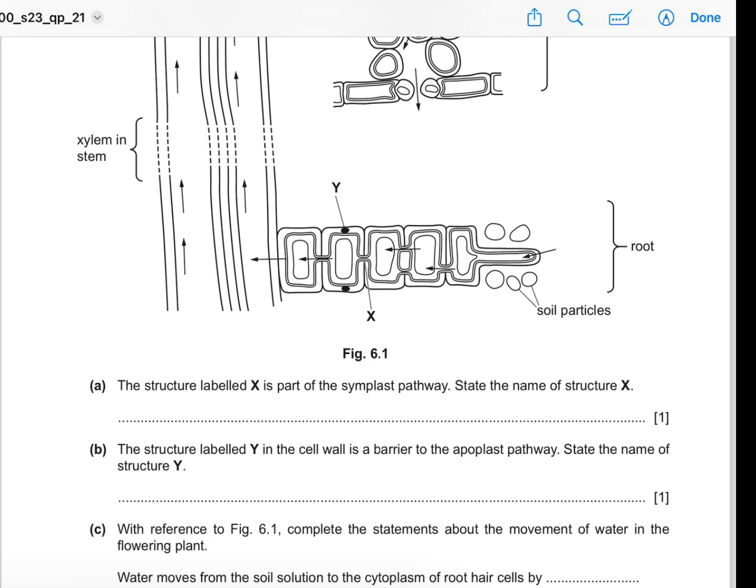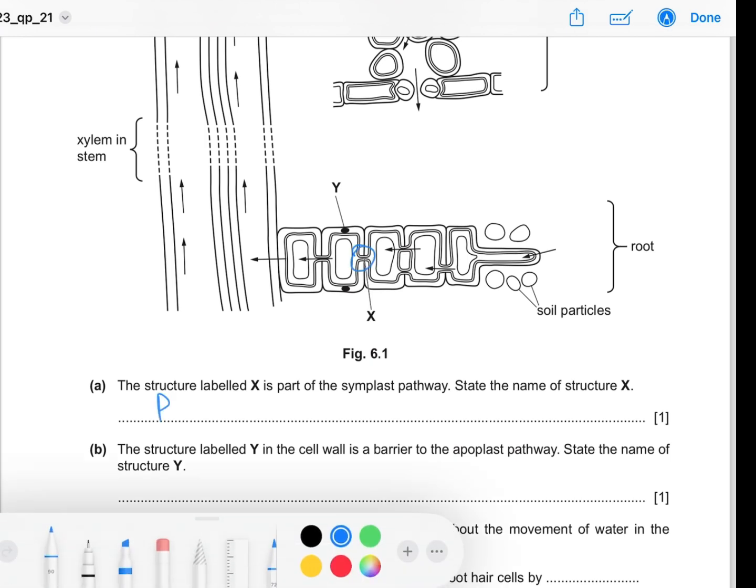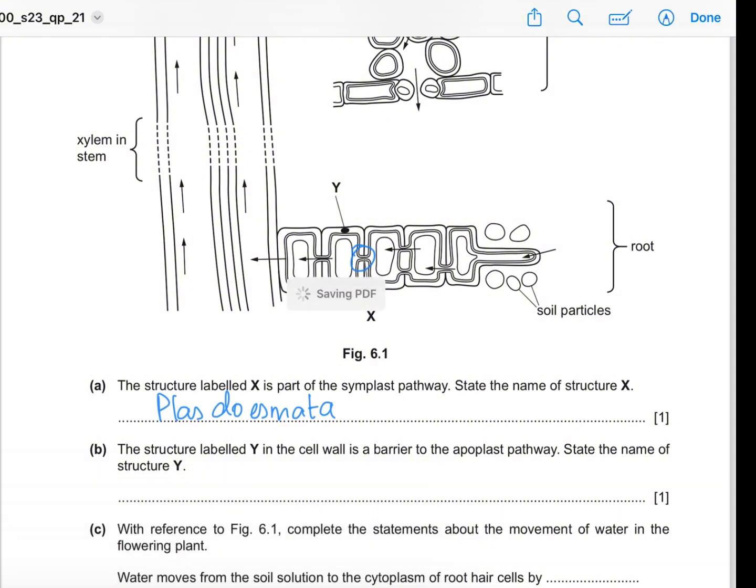So structure X over here is the plasmodesmata, which is the gap between cell walls, which allows movement of substances between two plant cells without them having to pass through the cell walls and cell surface membrane. This allows for a faster pathway known as the symplast pathway, as opposed to the apoplast pathway, which is movement of substances through the cell walls.